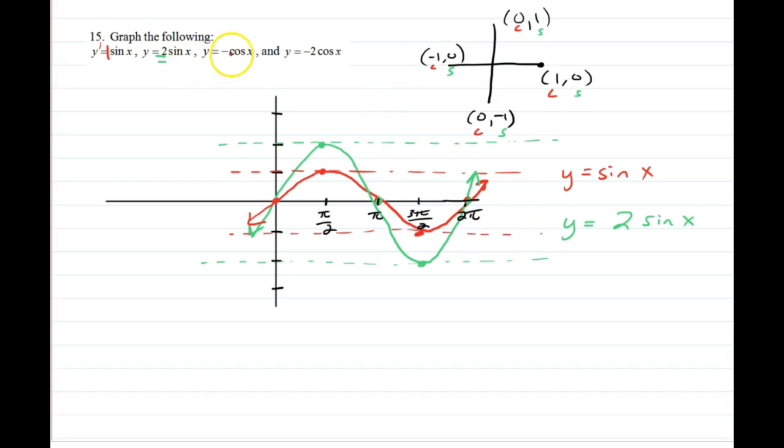So you would do the same thing for the cosine. So if I wanted to find the cosine of 0 degrees, it's 1. But since it has a negative in front, it'd be -1. So the cosine would be starting down here. And then to find the cosine of 90 degrees, it's 0. Cosine of 180 is -1. So now it'd be -1 times -1. It gives us +1.